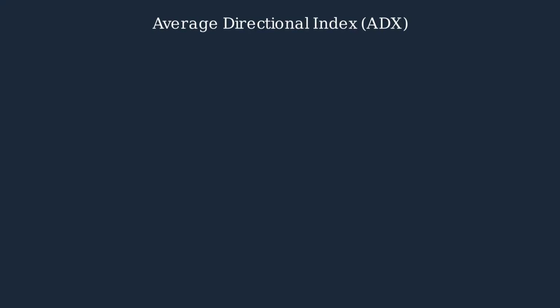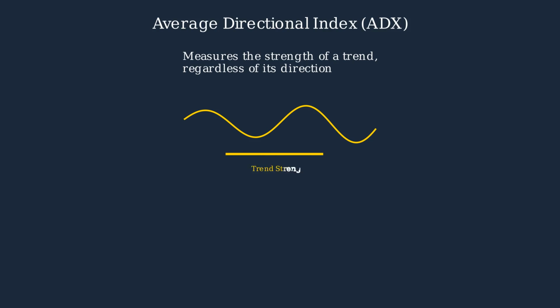The Average Directional Index, or ADX, is a popular technical indicator used to measure the strength of a trend. Unlike other indicators, ADX measures only the strength of the trend, not its direction. This makes it useful for identifying strong trends regardless of whether the market is moving up or down.